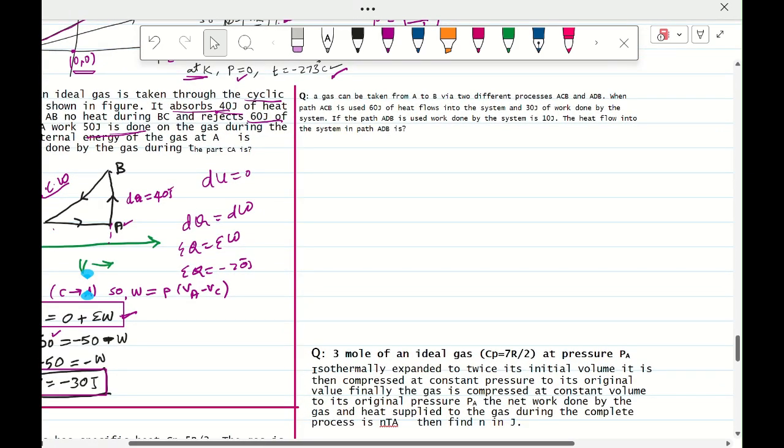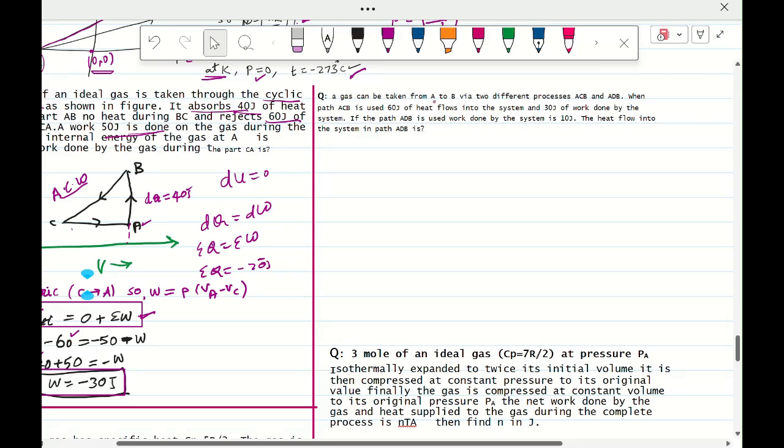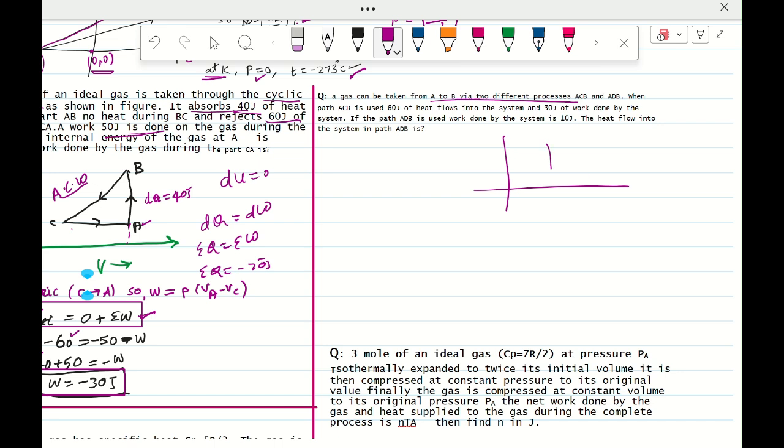Now here a graph is not given in this question. A gas can be taken from A to B via two different processes. So A, C, B is one path and A, D, B is another path. Means ACB is one process, not a cyclic process. In the previous video, I explained what is state, what is path, what is process, what is cycle. A series of paths is called a cycle, not a cyclic process. Two processes are there here.